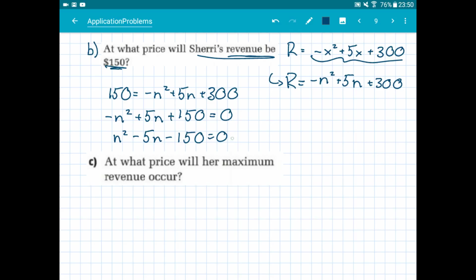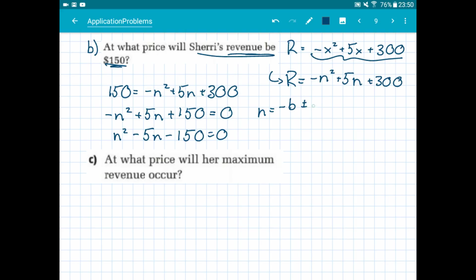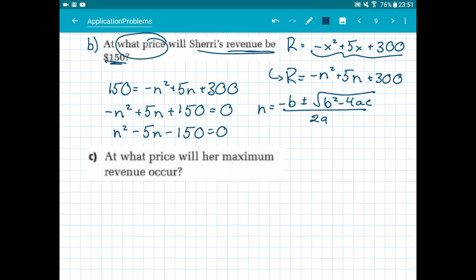And now you could try to factor this, or what you could do instead is you could use the quadratic formula, which I would certainly suggest. Negative b plus or minus the square root of b squared minus 4ac all over 2a. Okay, so you just plug in the numbers, you're going to get an answer. Now be careful, it says what price. This will tell you how many decreases. So remember that the price was equal to 10 minus 0.5n. So you'll have to take whatever your answer is, plug it in for this n, and you'll get the price. So leave that as an exercise.